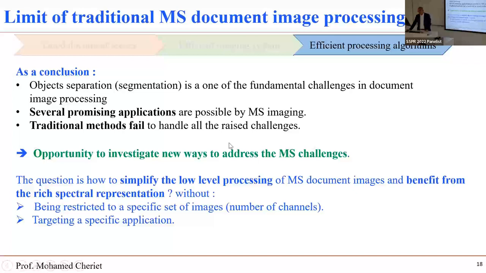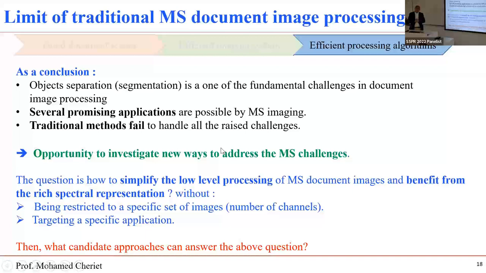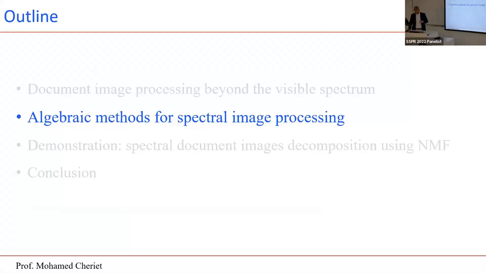So what candidate can answer the above question? From all the theories we had, from machine learning, from algebra, from others, what is the most suitable way to solve this multispectral image problem? What we tried to understand in the last few years is to investigate algebraic methods for spectral image processing, and we try to tell about the rationale. What is the rationale for why we have chosen this field?